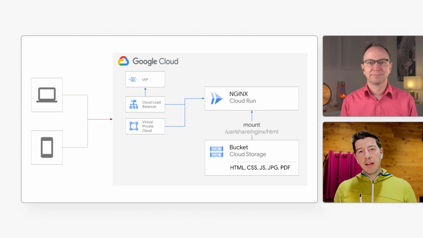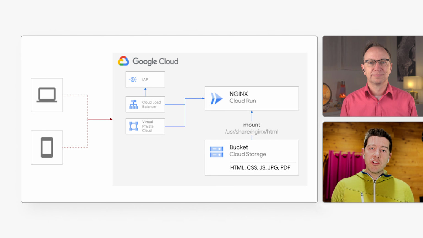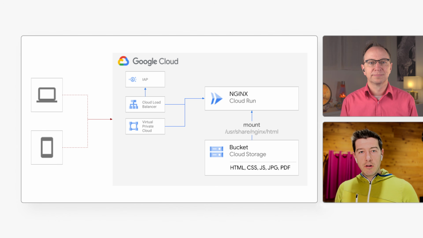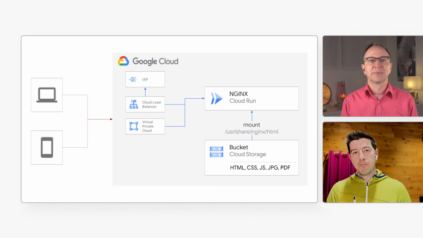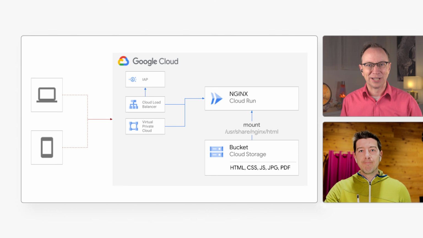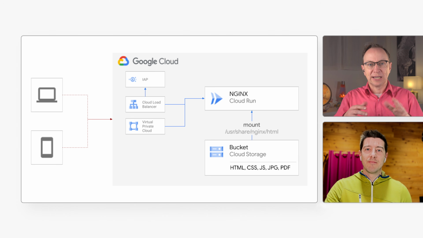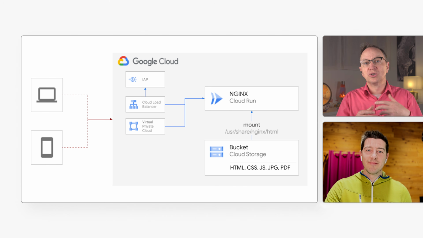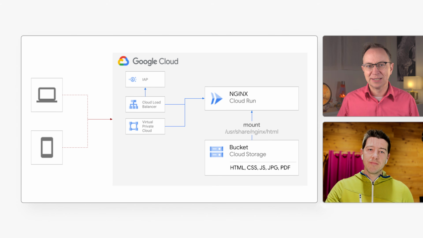Okay, I see. So a second option is to keep your static website files in the cloud storage bucket and then use a simple Nginx container on Cloud Run as the web server. That sounds like exactly what I need. That will give me a Cloud Run endpoint, so I can use identity-aware proxy and Cloud Armor and other advanced features with it. Exactly, yes. Let's set it up.